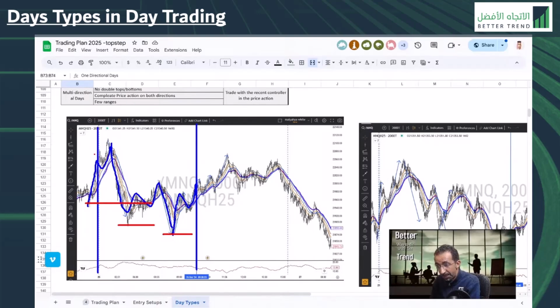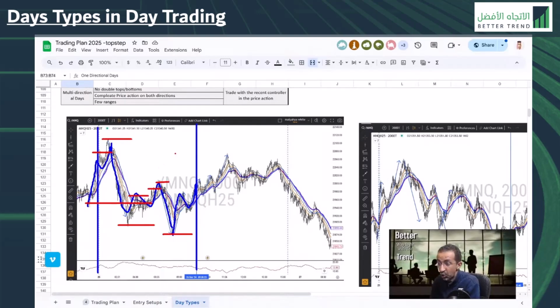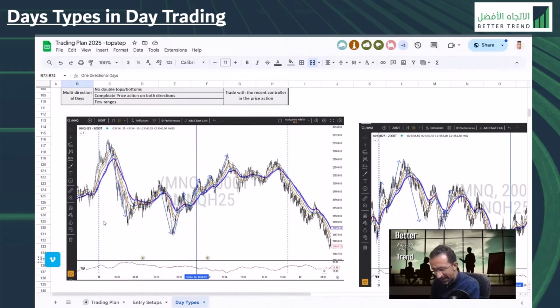Do we have a double top? No. We have higher highs. There are no equal highs and equal lows. So this is not a range day. Is it a chop day? Could be, if we look at the last swing.